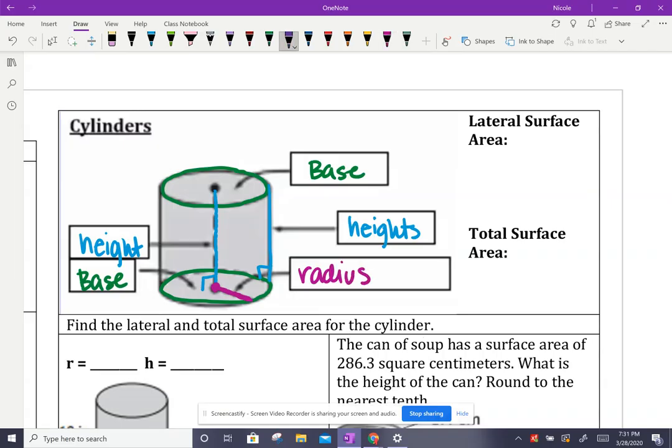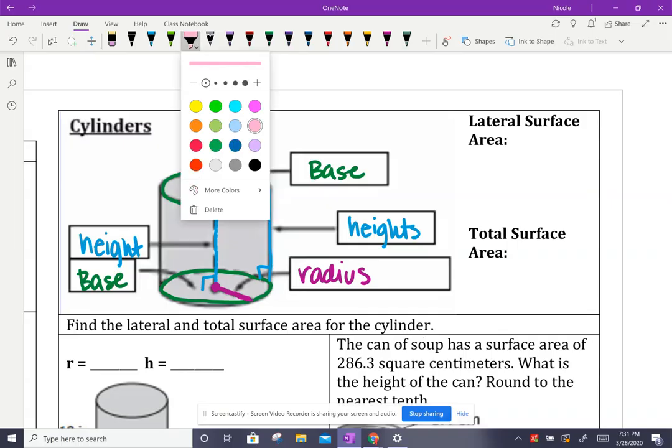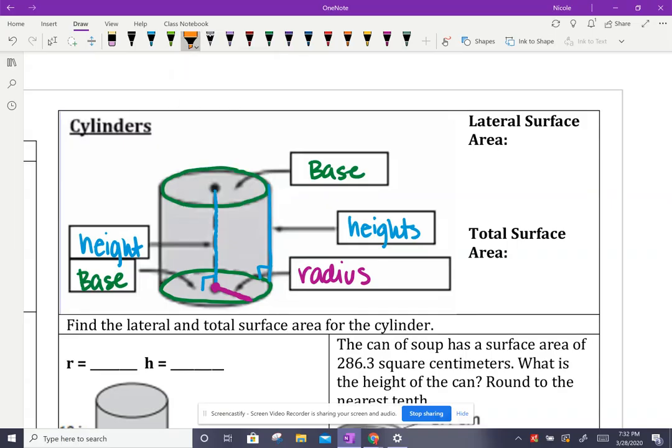All right, so lateral surface area is just all of this space, all of the wrapper, all the way around. It's your soup label. Think about a soup label on a can. That is your lateral surface area.